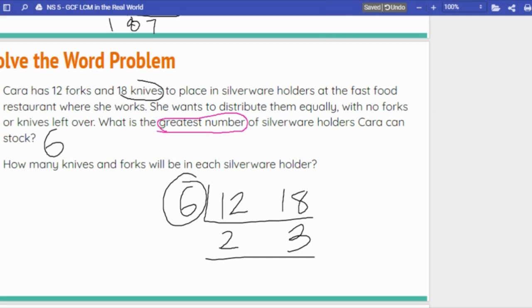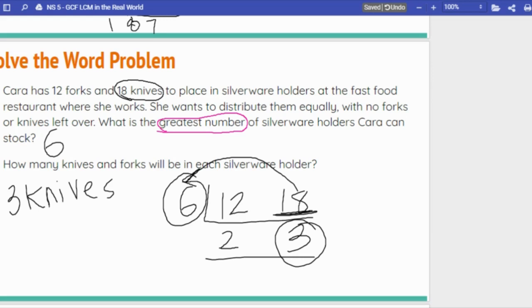Now, how many knives will be in each one? Well, let's look up here at knives. There's 18 knives, split into 6 silverware holders gives us 3 because 18 divided by 6 is 3. So there's going to be 3 knives. And let's look at forks, 12 forks. Well, 12 split into those 6 is going to give me 2 because 12 divided by 6 is 2. So there's going to be 2 forks.